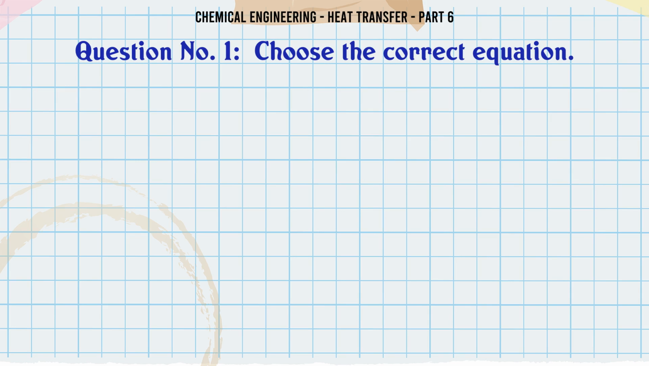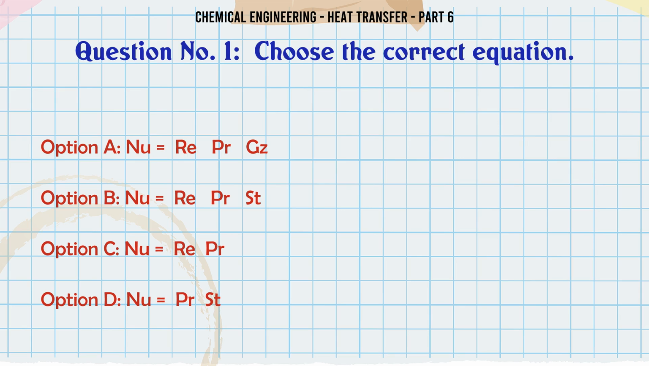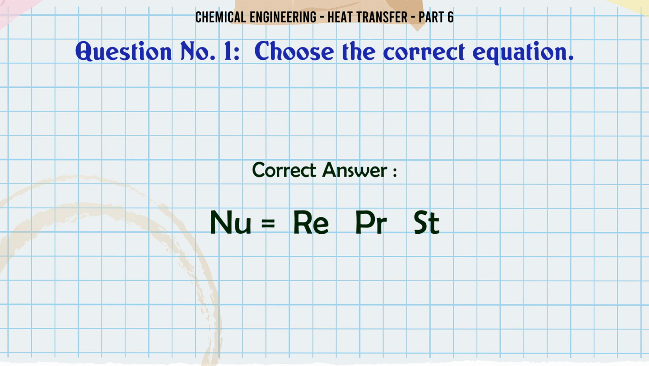Choose the correct equation. A. New Repair GZ. B. New Repair Street. C. New Repair. D. New PR Street. The correct answer is New Repair Street.